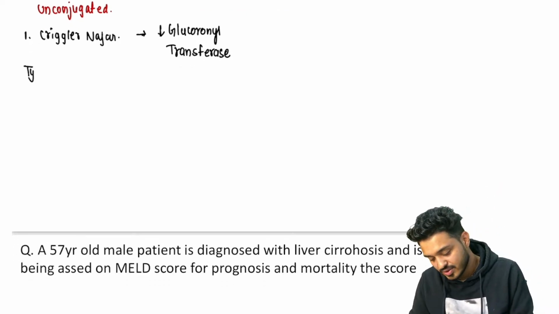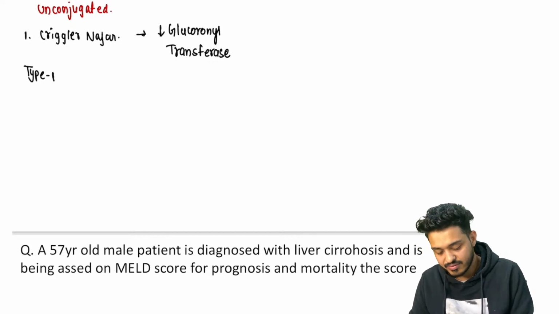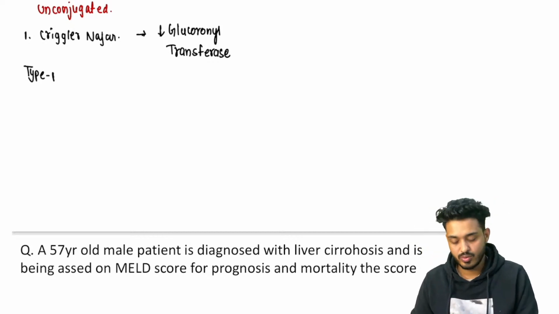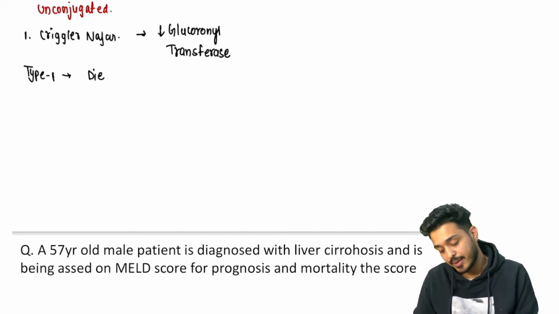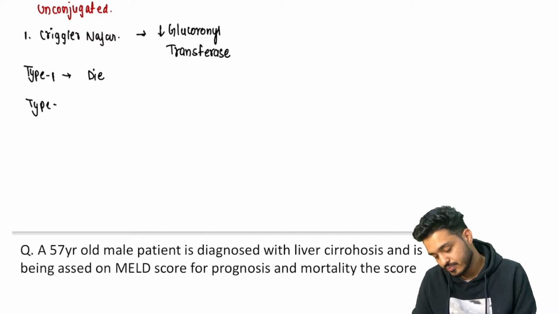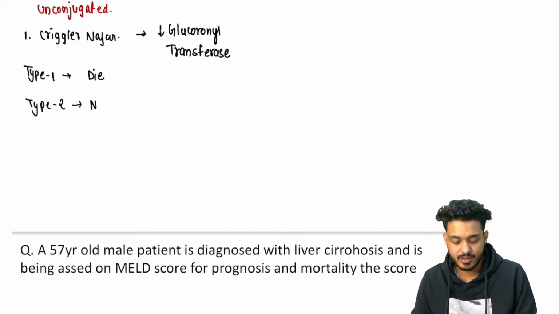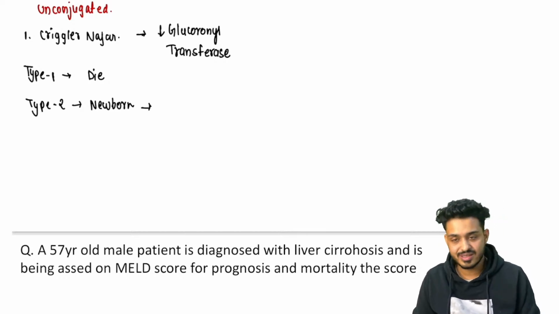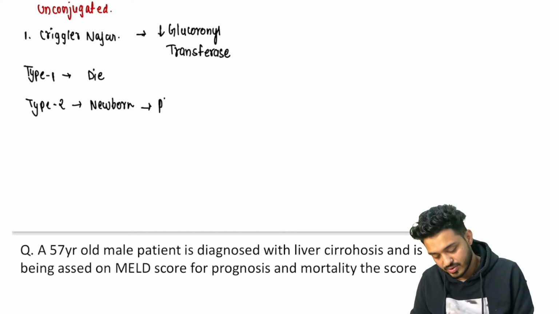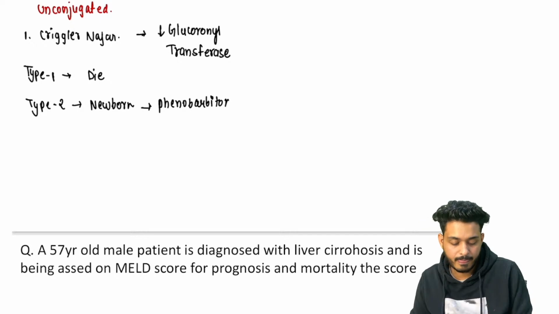In fact, this is also of two types. One is going to be your type 1, second is going to be your type 2. In type 1, what will happen? The patient will die. Okay, the child dies. Type 2, what is going to happen? These are the newborns. These are compatible, but you need to give the drug. What is the drug we are going to give here? That is going to be your phenobarbital. Right?